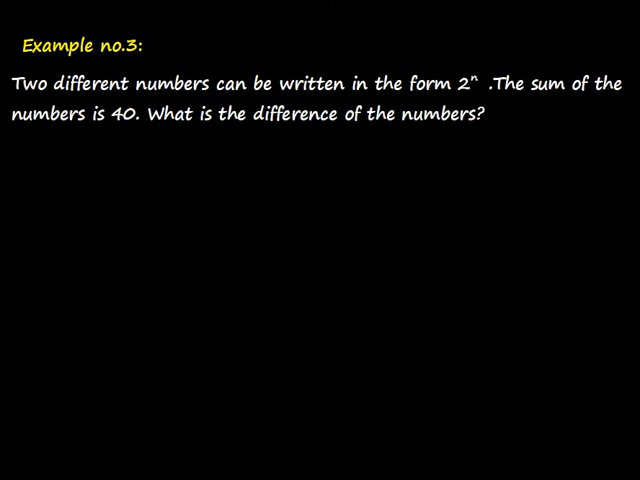Example number 3: we have two different numbers that can be written in the form 2 to the power n. The sum of the numbers is 40, and we are required to find the difference of the two numbers. So, guys, let's think about two numbers that can be written in the form 2 to the power n, where n is an integer.